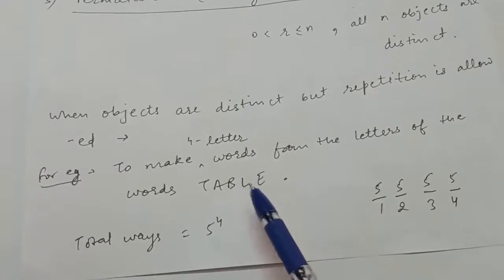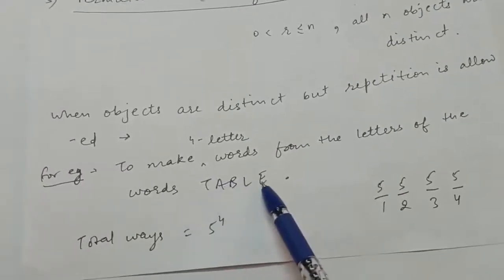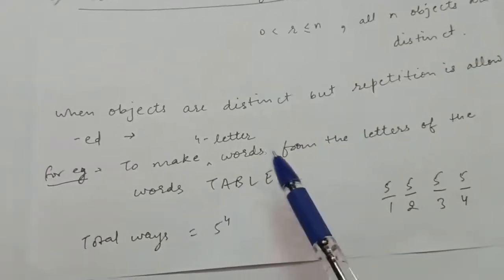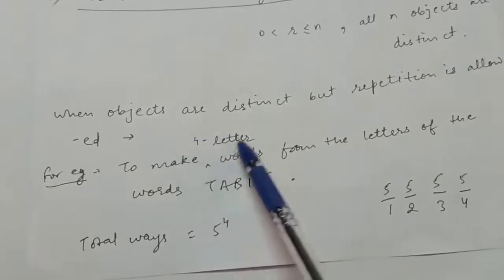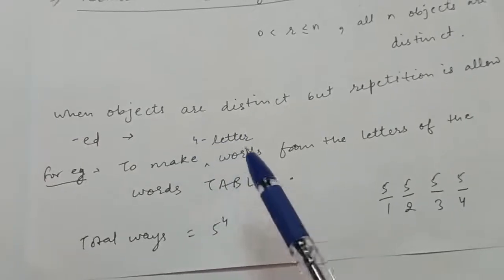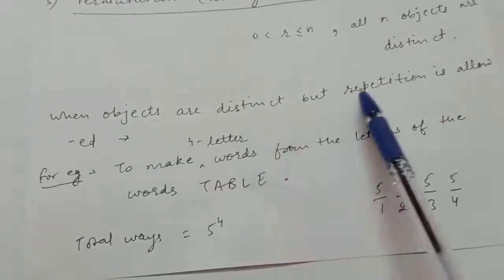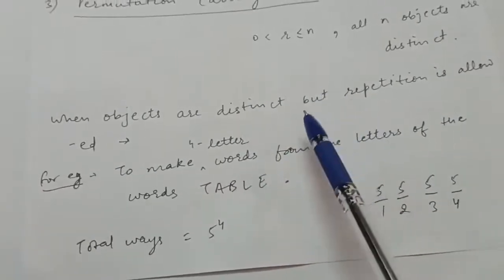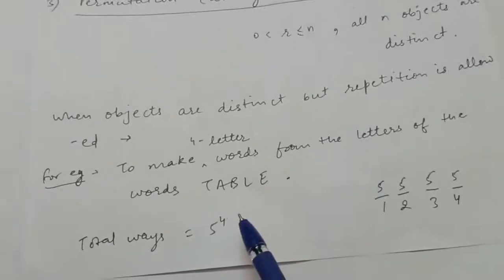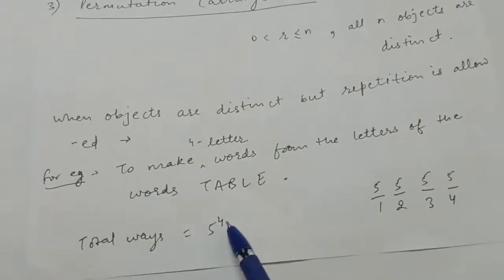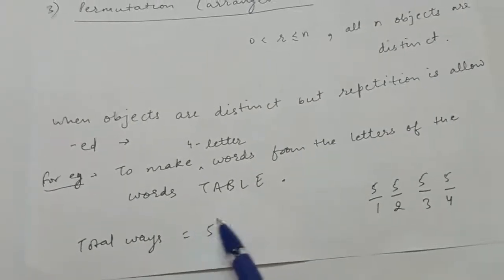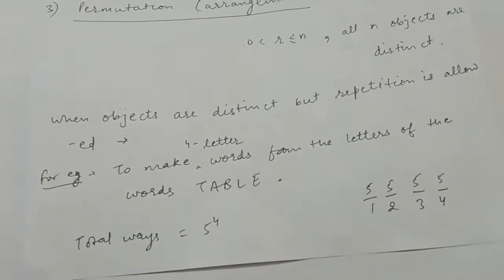Because here n is 5, 5 letters are there, and r, that is we are using at a time 4 letters to make a 4-letter word. So r is 4. So when objects are distinct but repetition is allowed, then the ways are n raised to the power r. So n is 5, r is 4. So the answer will be 5 raised to the power 4.